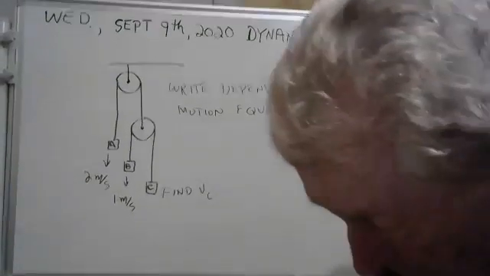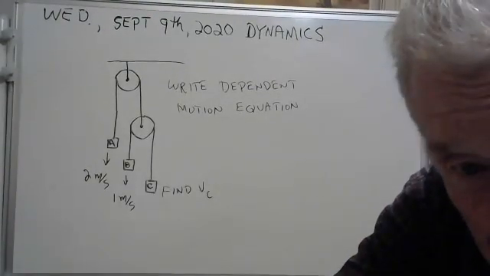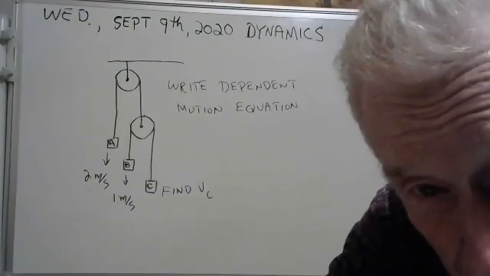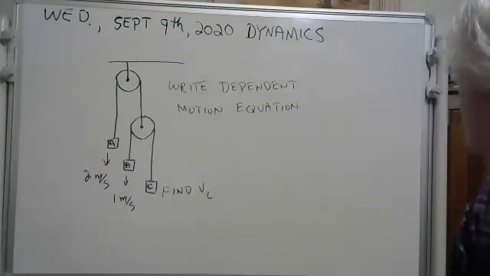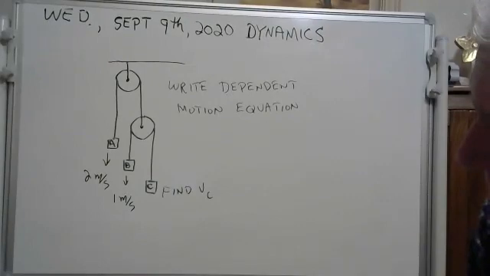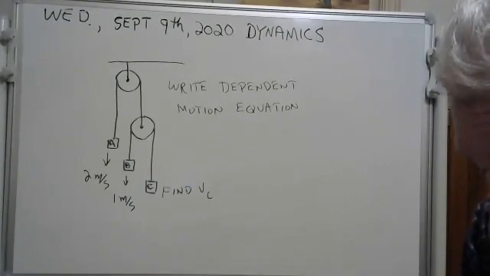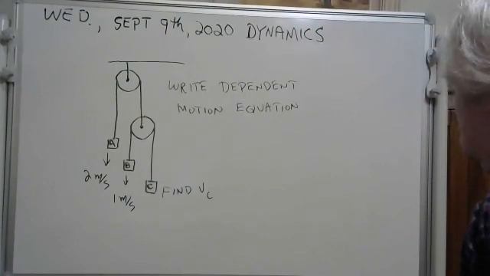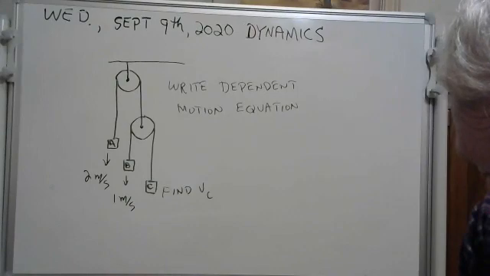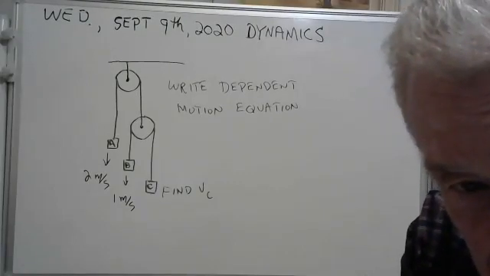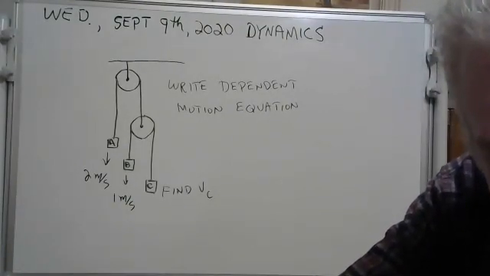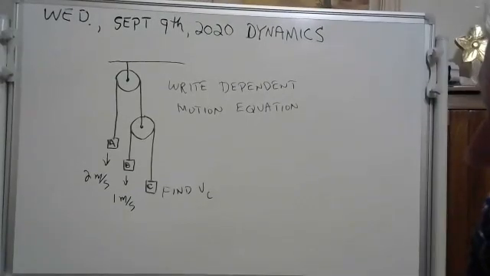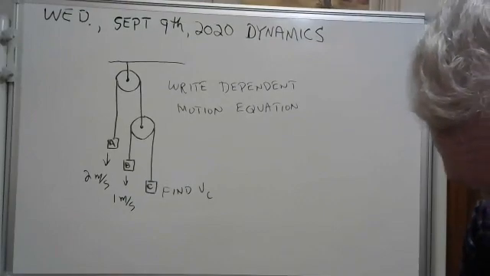Well, we need to see if anybody's got that done. Let me go to some of my wonderful students here. How about Tyler? Tyler, do you think you know the dependent motion equation on that pulley system? Earth calling Tyler. Come in, Tyler. Unmute. Well, Tyler's not going to answer me. Stuart, unmuted. Do you think you know the dependent motion equation for that pulley system? Stuart?